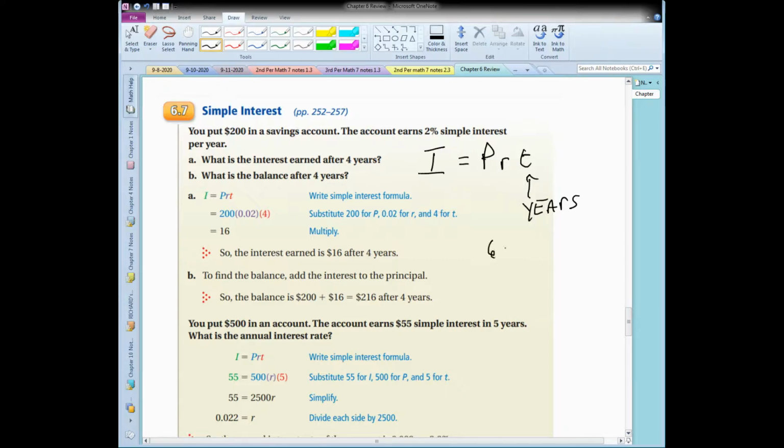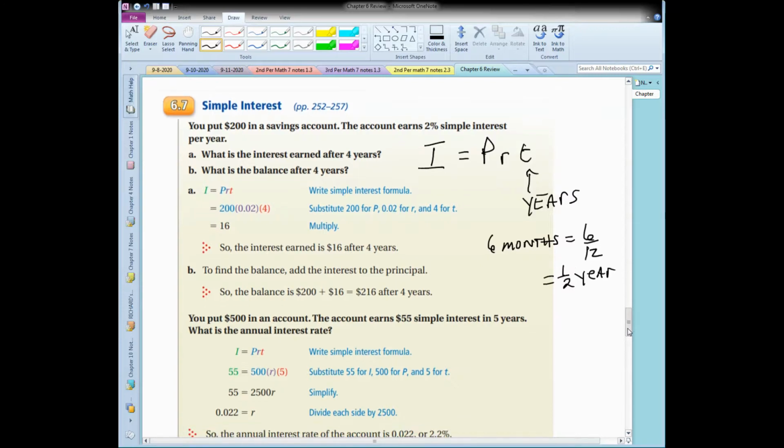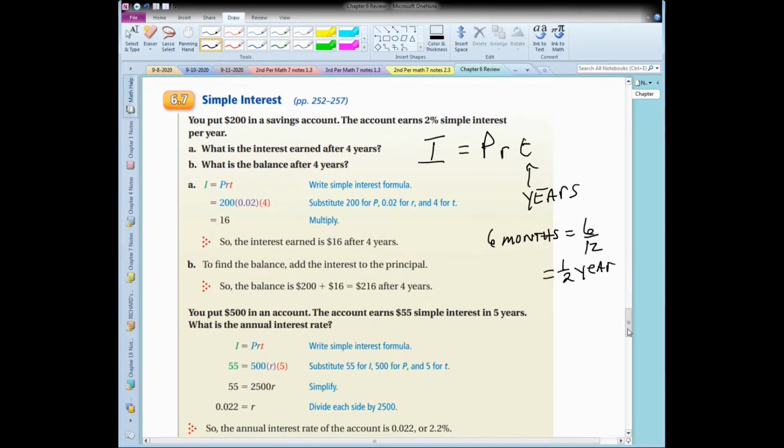So 6 months equals 6 divided by 12. So it equals 1/2 of a year. All right. So that's how you can convert months into years. And it's pretty straightforward. You just fill in the parts that you have.